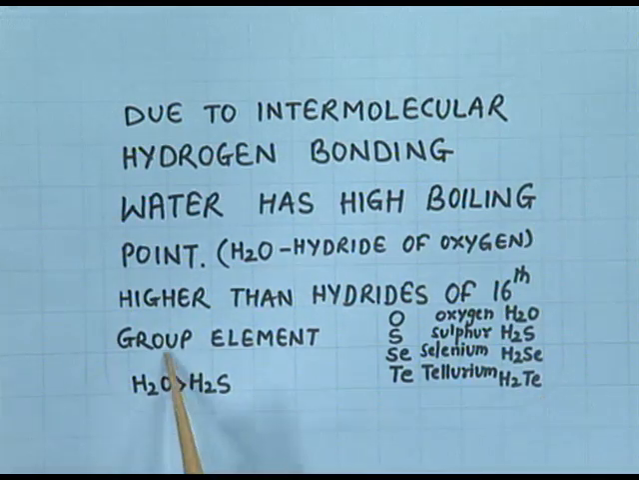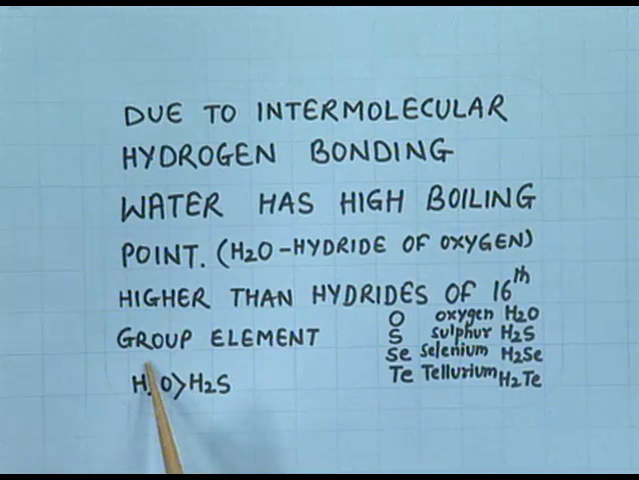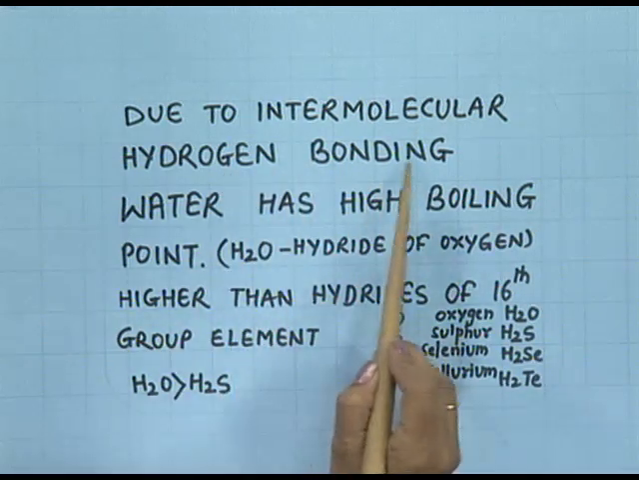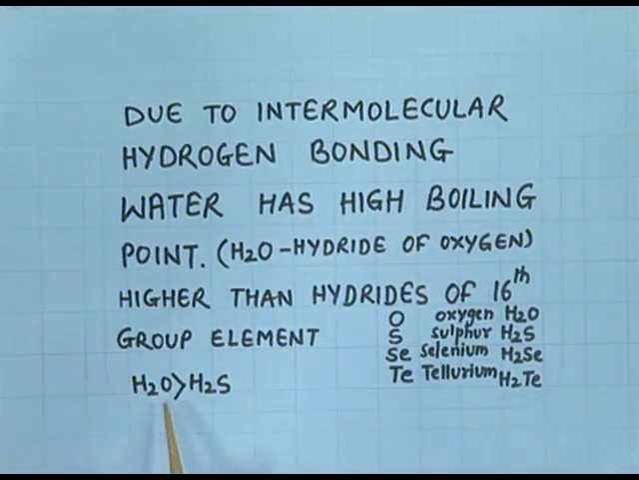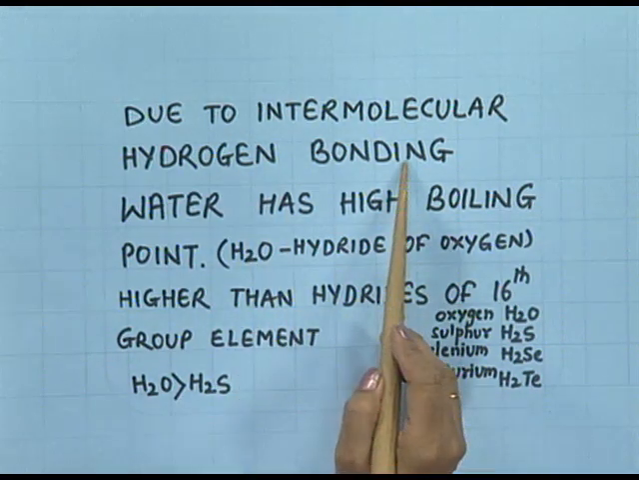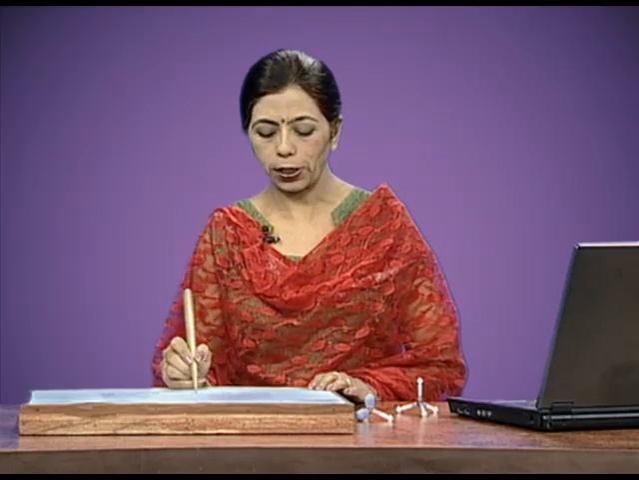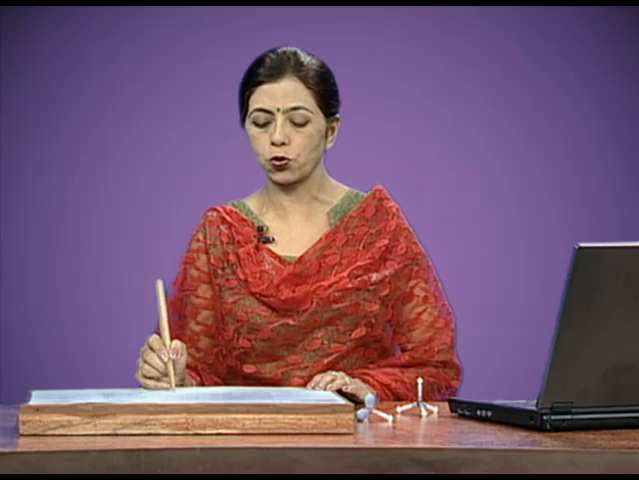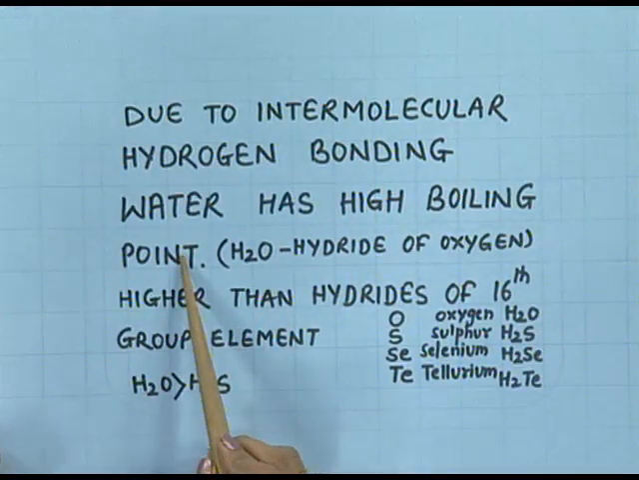But the unusual properties of water are just because of the presence of intermolecular hydrogen bonding. The unusual higher boiling point of water as compared to H2S is only due to hydrogen bonding. Another important property is that water at room temperature is liquid, but H2S at room temperature is a gas. It is again due to the presence of intermolecular hydrogen bonding in water.